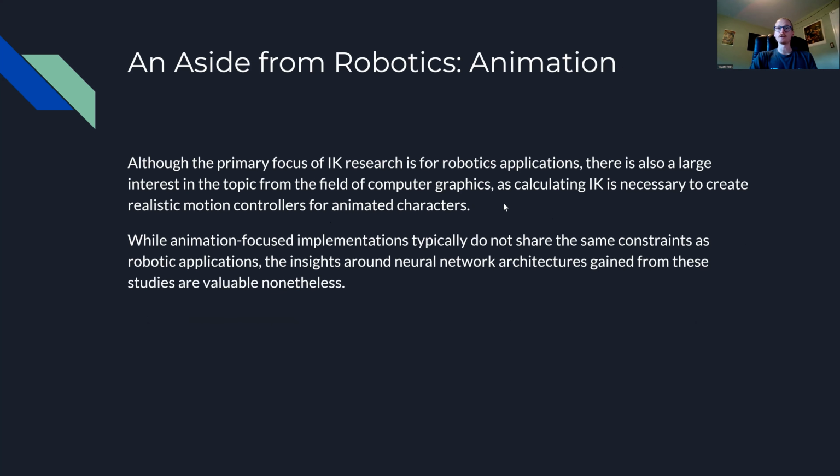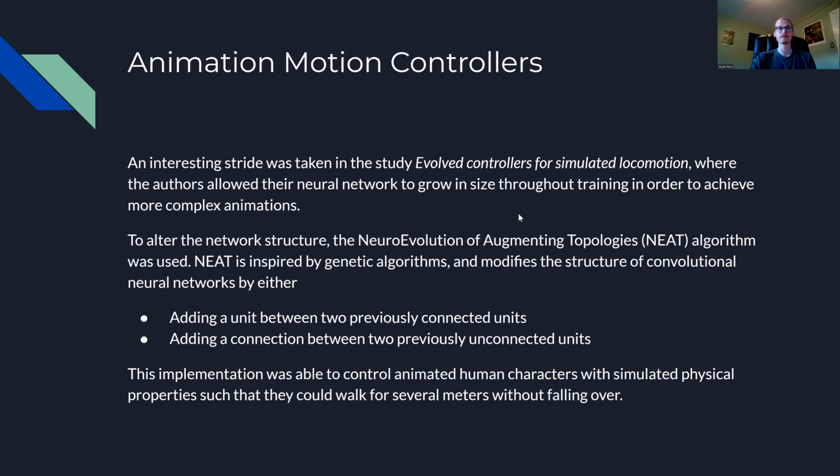And as most of the IK research is focused on robotics, it does have an application in computer graphics, in particular, creating realistic motion controllers for animated characters. While these do not typically share the same constraints as robotic applications, we can still gain some valuable insight. One interesting study in this domain was the use of the neuroevolution of augmenting topologies algorithm to alter the structure of a convolutional neural network as it trains. It does this by adding connections or adding units.